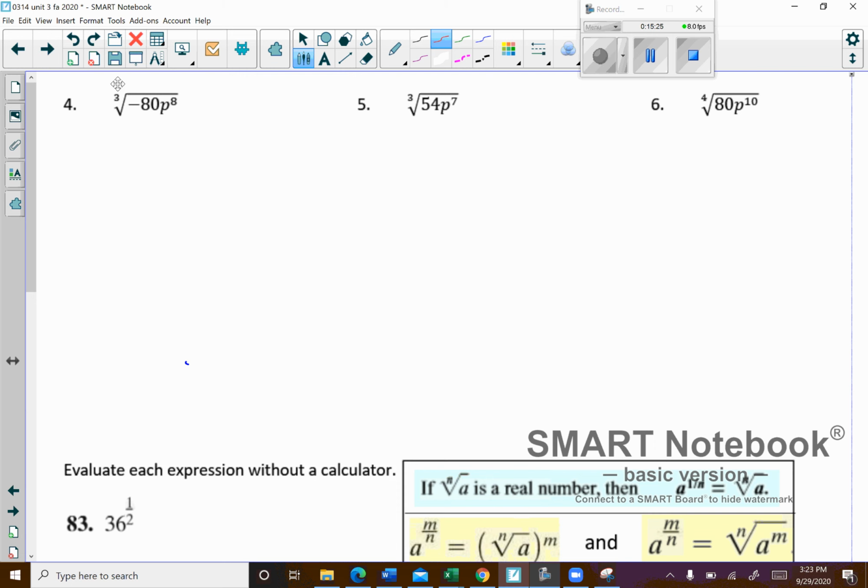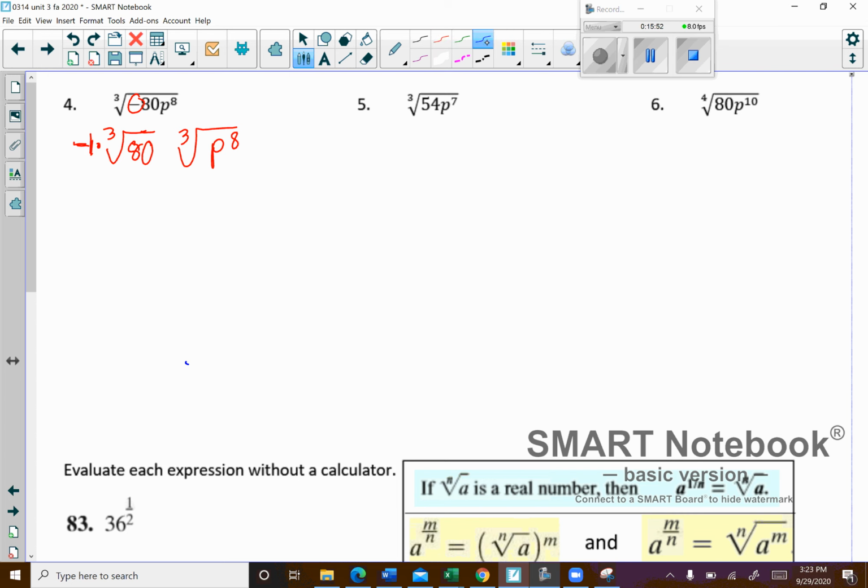So we have an odd root, so I have a negative inside, so that's okay. What I want to do is pull that negative out, and so then I'm going to have the cube root of 80, okay? So the negative got pulled on the outside. It's basically understood as a negative 1 right there, okay? And then I'm going to go ahead and give my variable its own little radical, okay? And so now I just need to look at each one individually, okay?